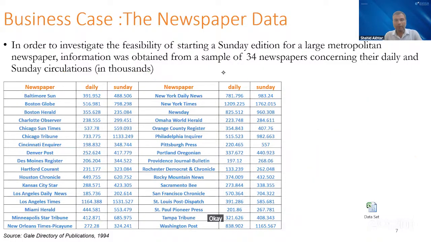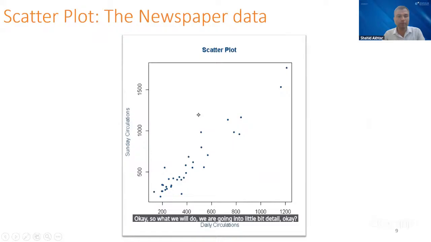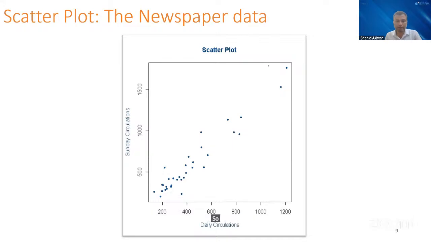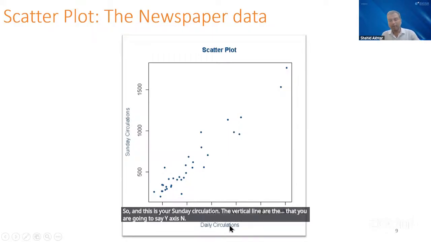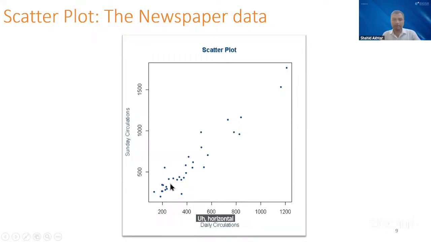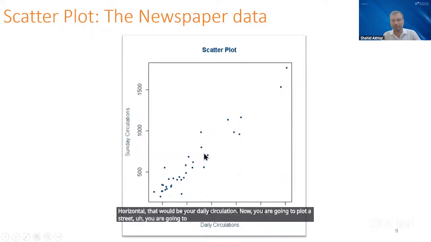So what we will do, we are going into a little bit of detail. Here you will go, and let's say this is your Sunday circulation. The vertical line is what you are going to call the y-axis, and the horizontal will be your daily circulation. Now you are going to plot a scatter plot. So this will look like something like this.